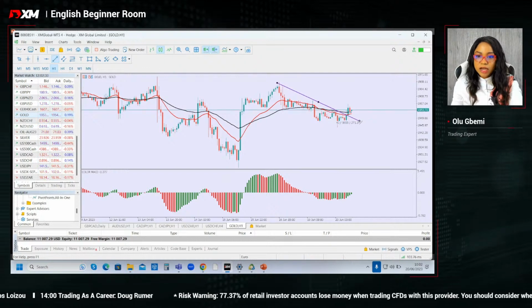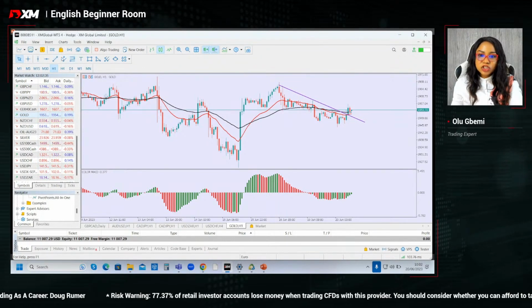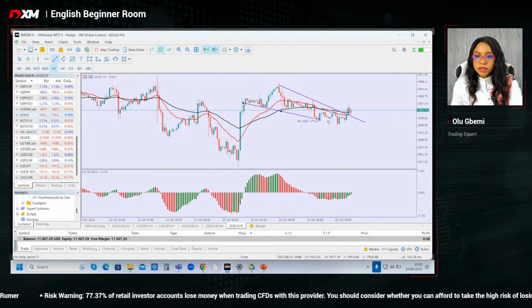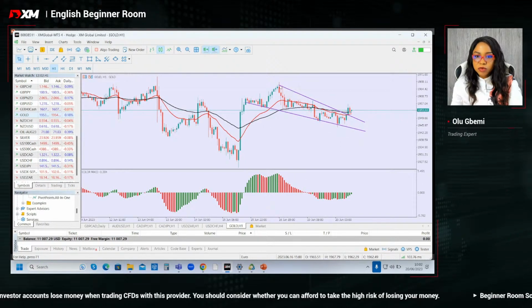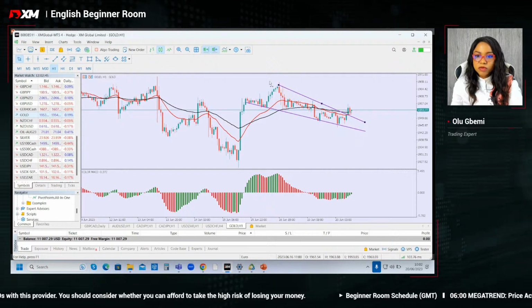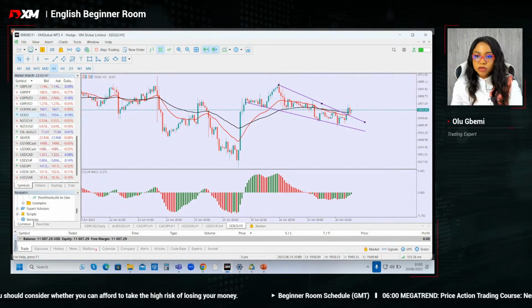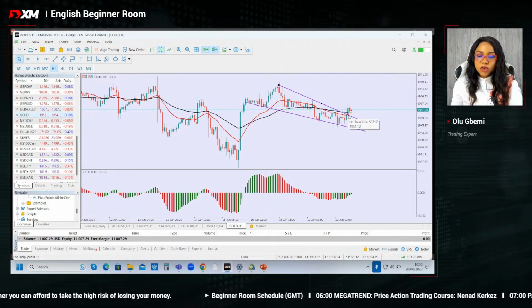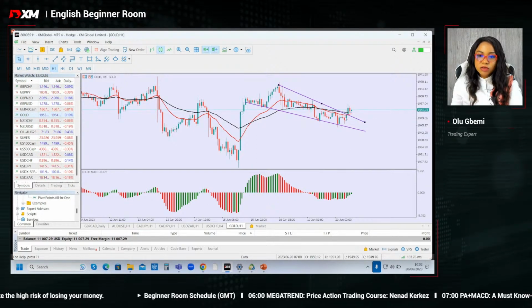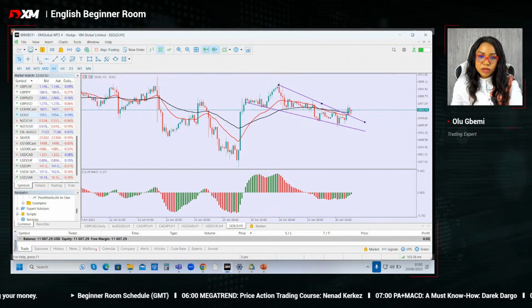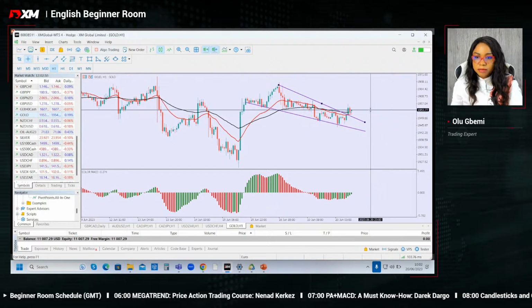Now, on the 1 hour, I was paying attention to this kind of bullish flag pattern that we have here. And I felt that if there's a close above, I will be doing a buy. Now, we had a close, we had a retest of the 50 moving average, and I will be looking to do a buy now. So I am buying from here.